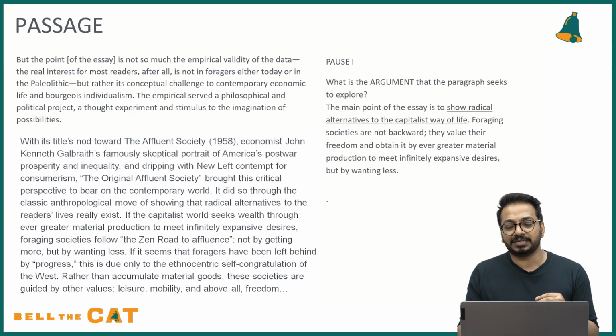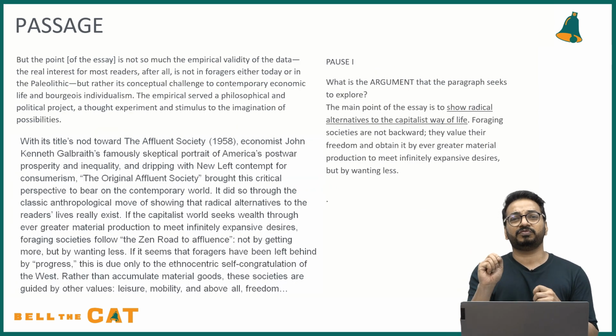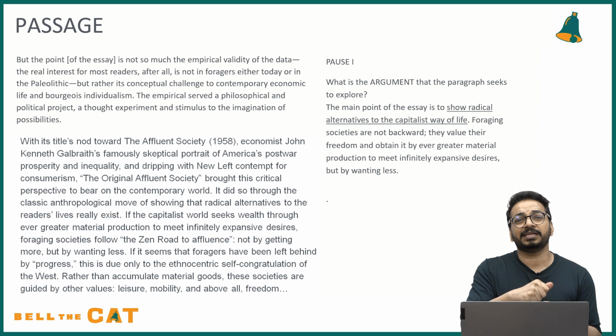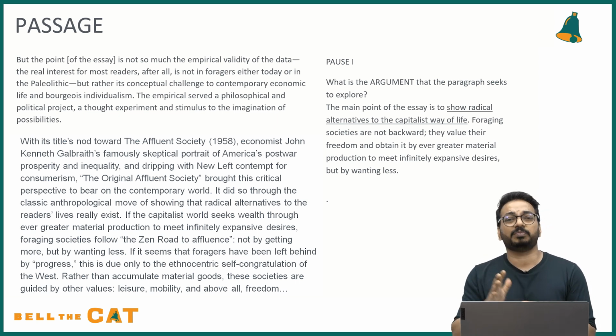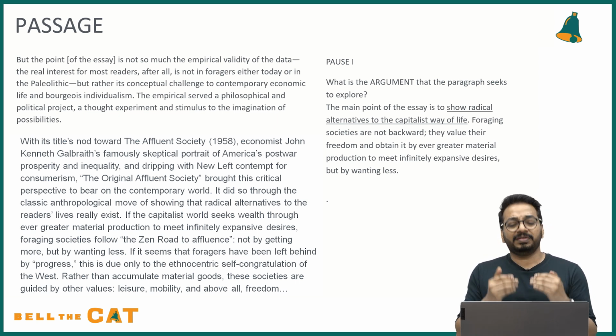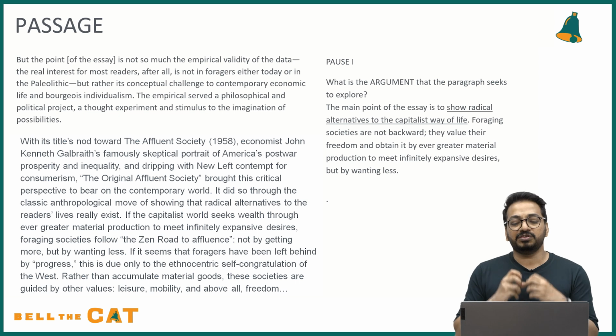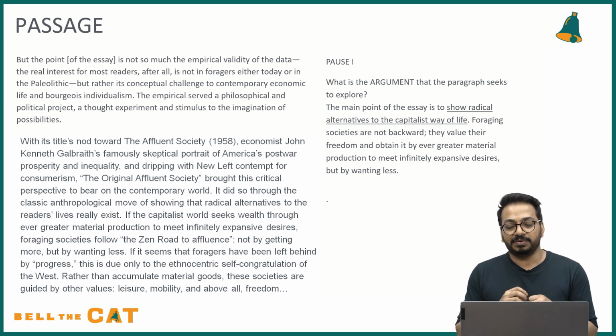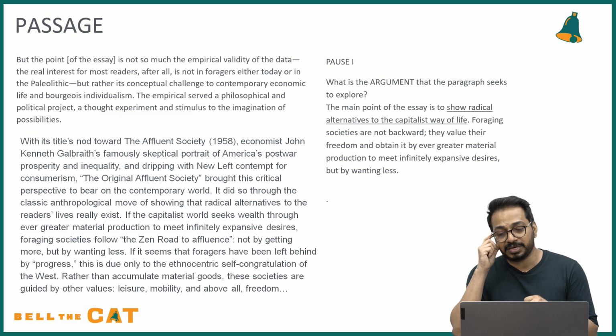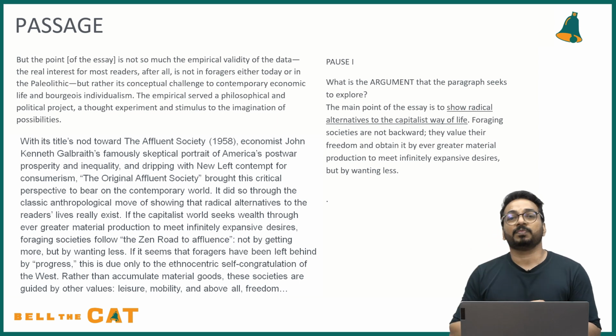What are the two simple sentences? The main point of the essay is to show that radical alternatives exist to the capitalist way of life, and to show that these societies are not backward, because it says if it seems that foragers have been left behind by progress. These societies are not backward, but they value their freedom and obtain it by wanting less, not by obtaining more. So essentially you just need two sentences. All of these two paragraphs, only two sentences.